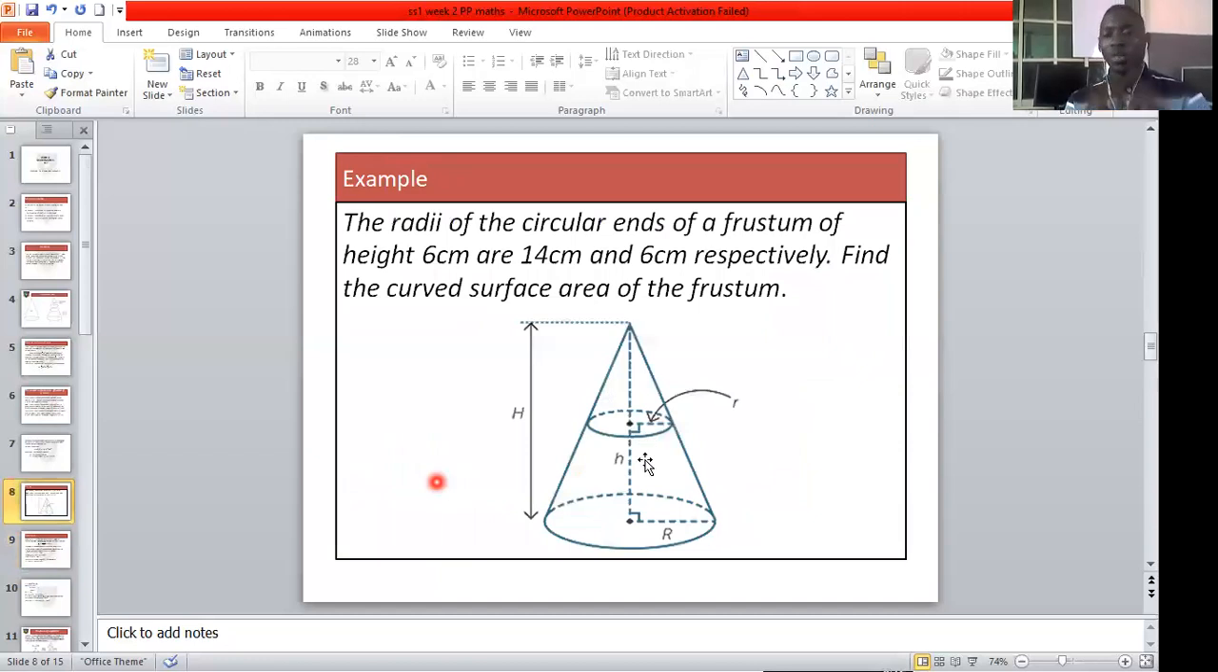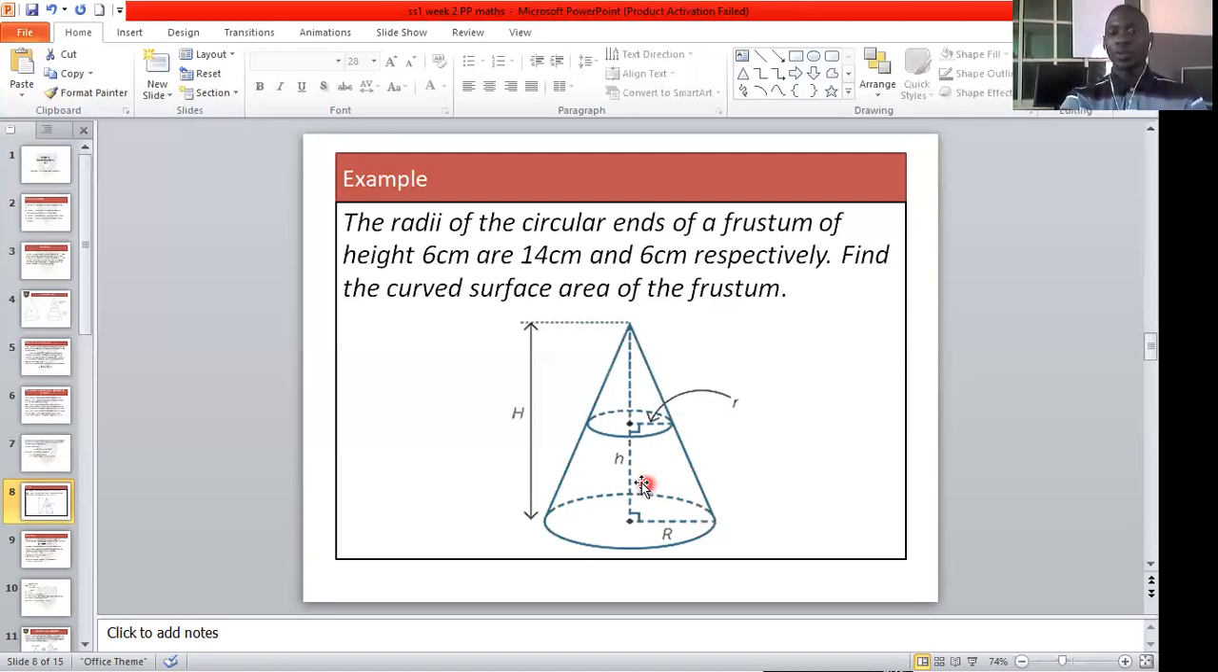Looking at this, the whole cone gives a right angle triangle, while the smaller cone also forms a right angle triangle. From your previous classes, we've talked about similar shapes. Similar shapes are different from congruent shapes, congruent triangles. This is a similar triangle, so we relate the smaller triangle to the bigger triangle.